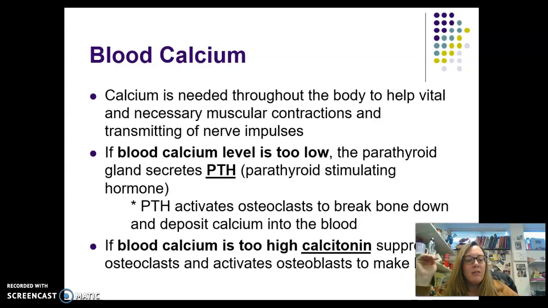When our blood calcium is too low, the parathyroid gland, which sits on top of the thyroid gland, it's a separate gland, secretes parathyroid hormone. PTH, or parathyroid hormone, stimulates osteoclasts to break down bone matrix and deposit calcium into the bloodstream till we get back to our homeostatic amount. The opposite is true if our blood calcium is too high. The thyroid gland produces a hormone called calcitonin that suppresses osteoclasts and activates osteoblasts, the bone builders, to make bone.